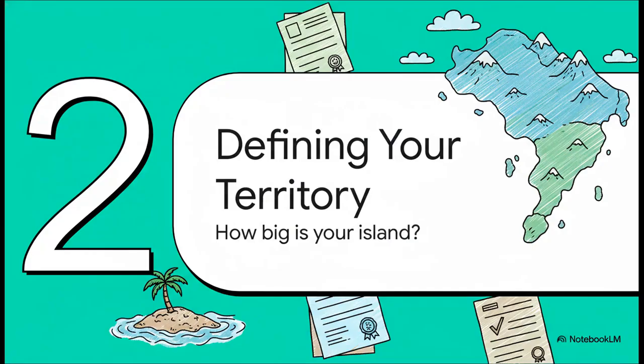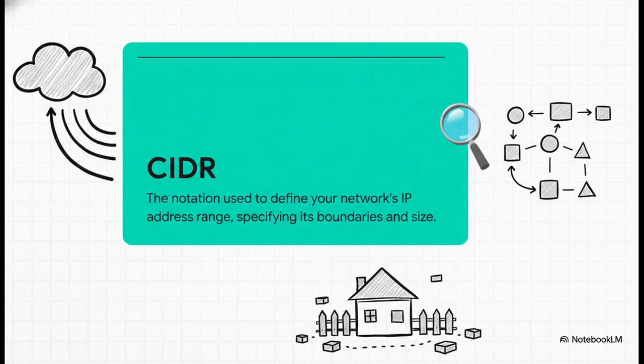Okay, so we've claimed an island. Now we have to define its exact size. Are we talking about a small, cozy cay or a sprawling continent? For that, we need to file the official paperwork. And that paperwork is called CIDR. Now, I know, classless interdomain routing. It sounds super intimidating, right? But the concept is actually really simple. Just think of it as the official deed for your cloud real estate. It's just a notation, an IP address followed by a slash and a number that defines the precise start, end, and total number of addresses your network gets.